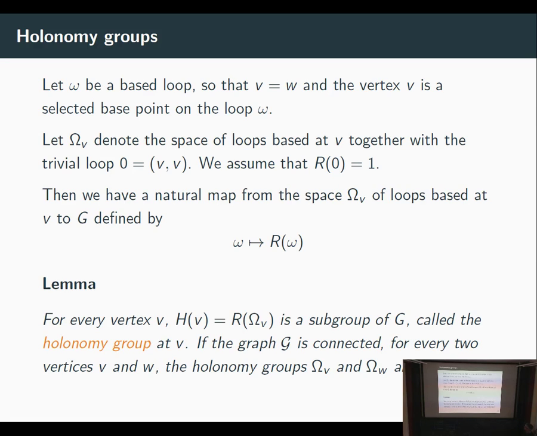So this assignment gives you a map from based loops in your graph to your group, which, modulo simple checks, creates a subgroup of the original group, which is the holonomy group at the vertex. Okay, and it's a simple thing to check that if you have a connected graph, then two holonomy groups at two different vertices are isomorphic, just like in standard homotopy theory.